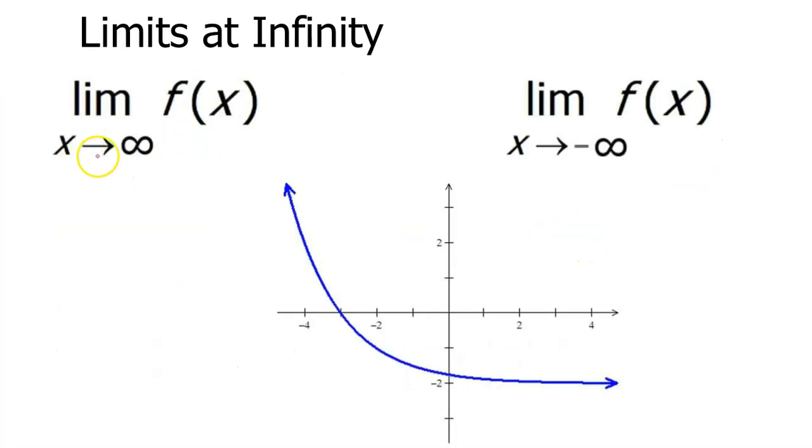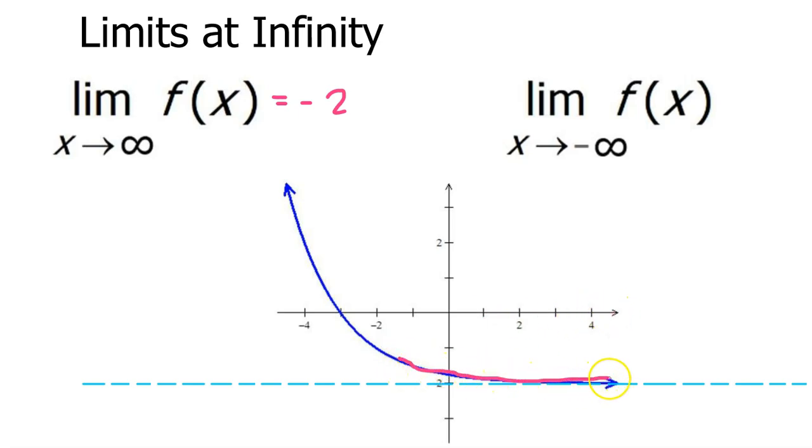The limit as x approaches infinity of f of x means the output value that f of x is approaching as the input values increase without bound. For this function, the limit as x approaches infinity of f of x is equal to -2, because we can see that as the input values increase without bound, the output values approach a value of -2.